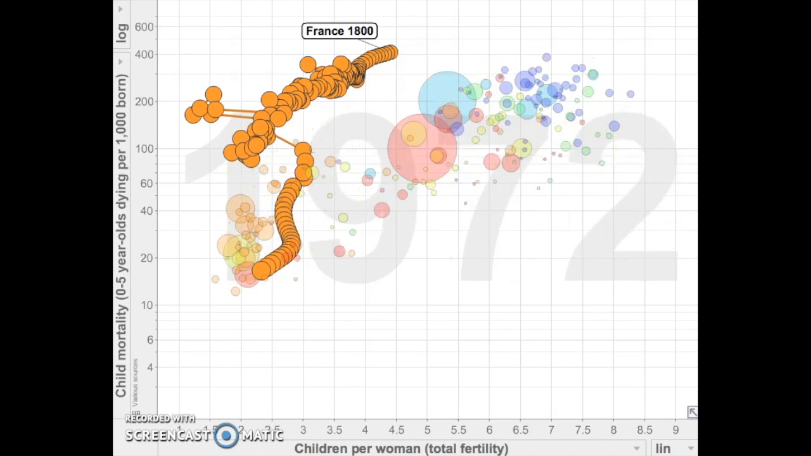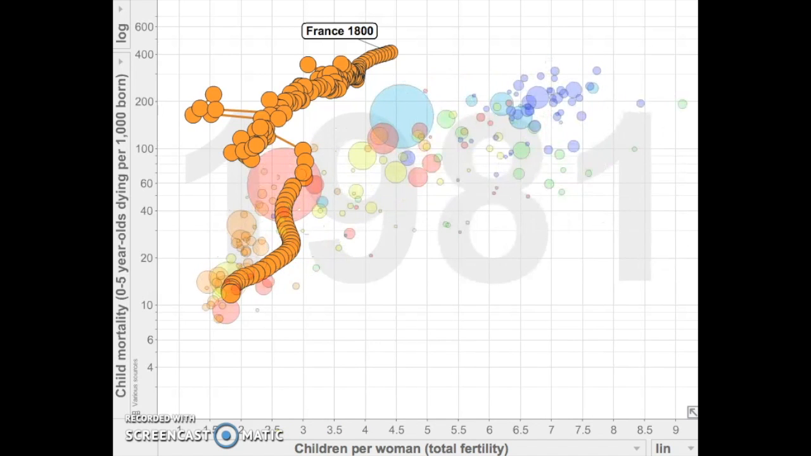As France continues to develop over the years, the education and healthcare quality gets better, so the fertility rate and the child mortality rate continue to decrease.